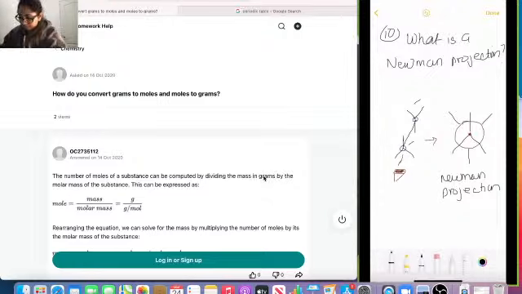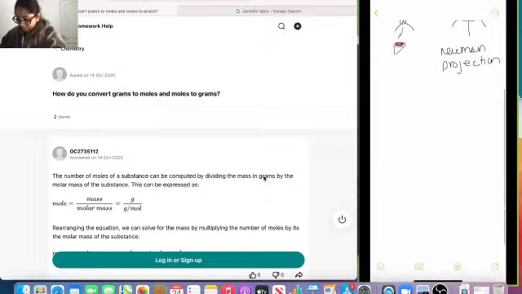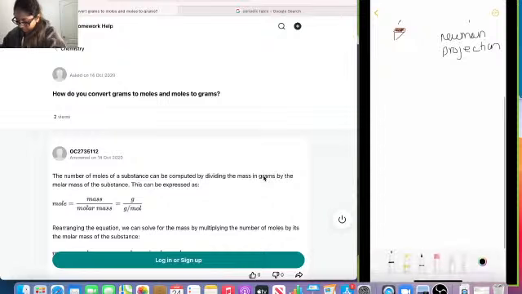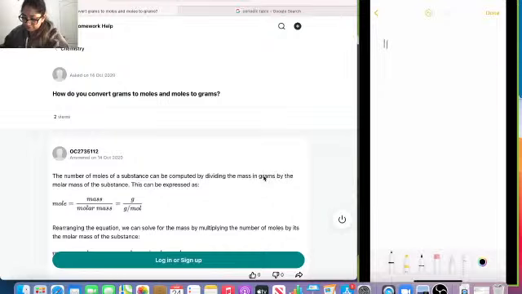Okay, our next question says, how do you convert grams to moles and moles to grams? So another converting question. The number of moles of a substance can be figured out by dividing the mass in grams by the molar mass of the substance.